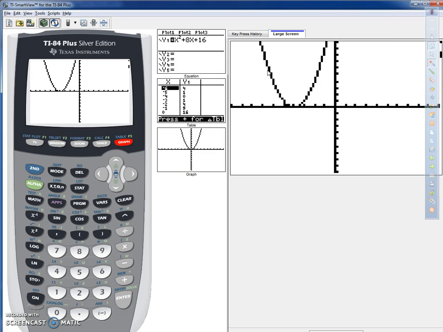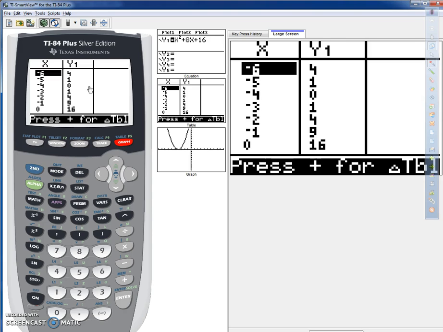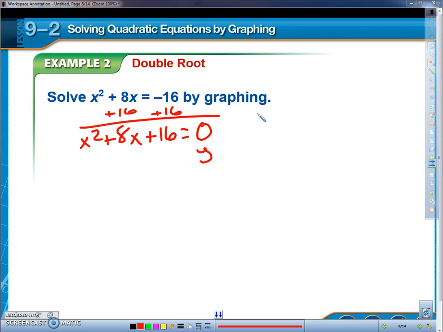Now, this one looks a little bit different because it comes down, just touches, and comes back up. So I don't have two answers as before. It looks like I might only have one. The trick to this, guys, is you've got to look at your table and look for a pattern. You're looking for the 0 and then balanced numbers on either side of it. This line right here is my axis of symmetry. When x is -4, y is 0. So looking at this, what's the answer?